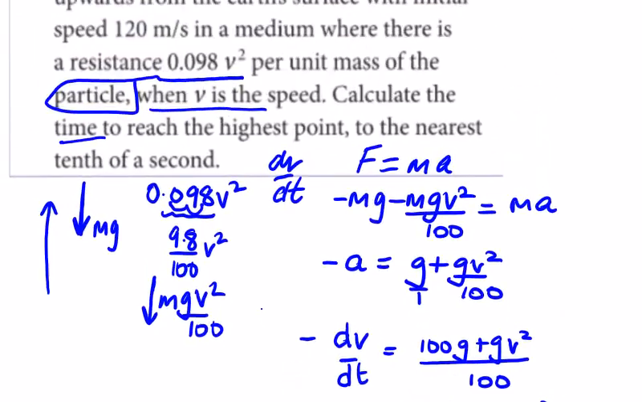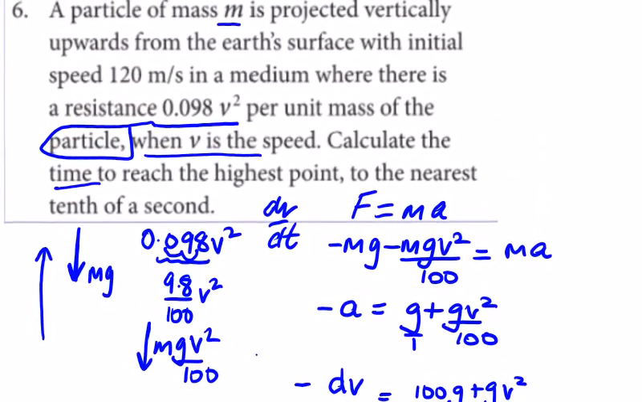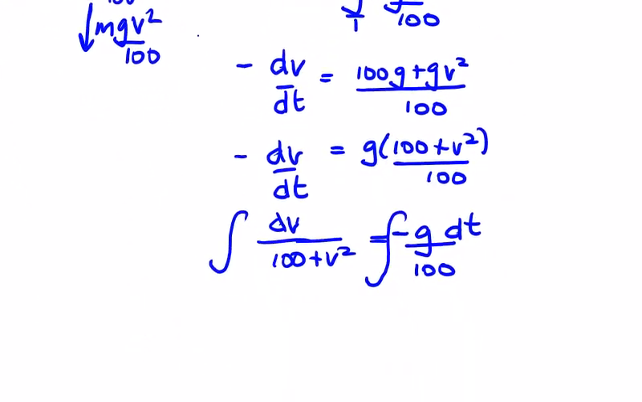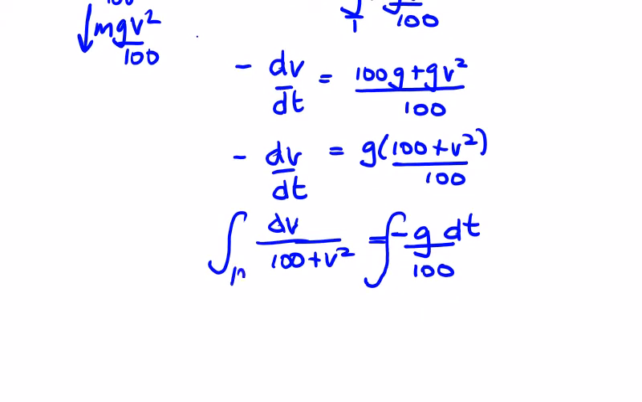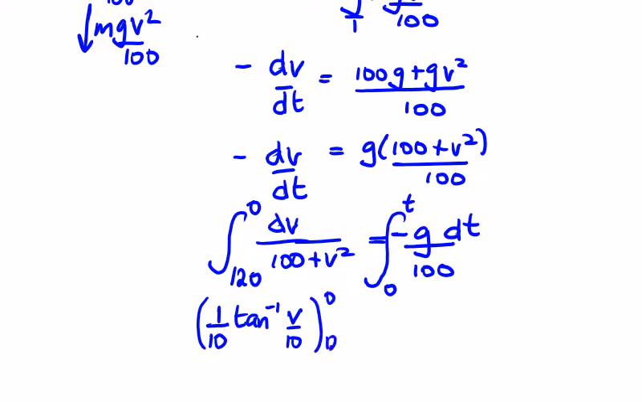Between where and where? We were given an initial speed of 120, and the highest point it will go to is 0. So between the initial and 0 for my v, and starting at 0, we'll find the time. So integrating this, we're going to get 1 over 10 by the inverse tan of v over 10. You all know that by now, and that will be between 0 and 120.